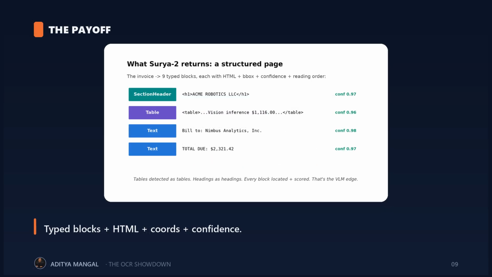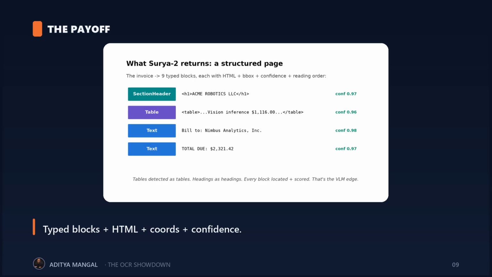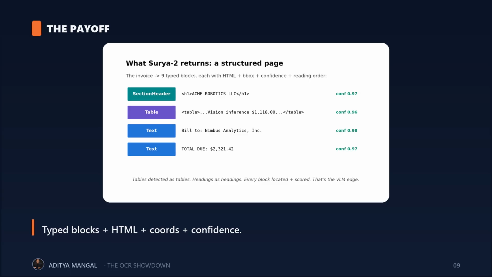And here's what makes Surya-2 special, the output. It doesn't return flat text. Every region comes back as a typed block. A section header, a paragraph, a table, each with its own HTML, its bounding box, and a confidence score. On the invoice, it correctly tagged the company name as a section header, the line items as a table, and the totals as text. That typing is what makes it useful downstream. You know not just what the text says, but what kind of region it came from and where it sits on the page.